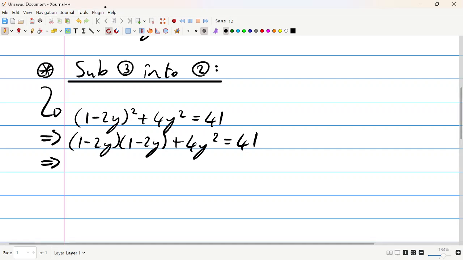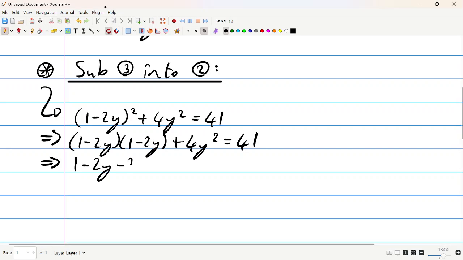And then therefore, in this case over here, we use the FOIL method for this bracket. So it's the first, which is 1 times 1, which is 1. Then the outer, which is 1 times negative 2y, which is negative 2y. Then the inner, negative 2y times 1, which is negative 2y.